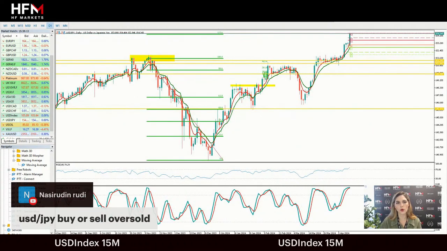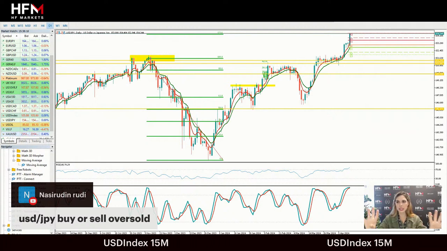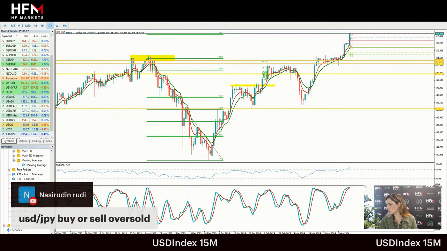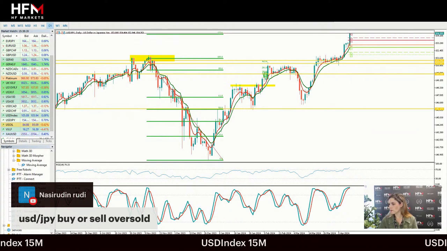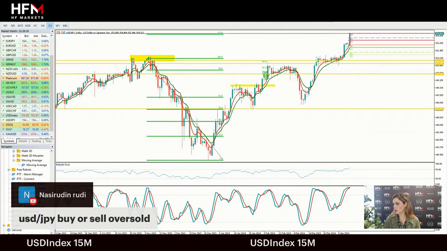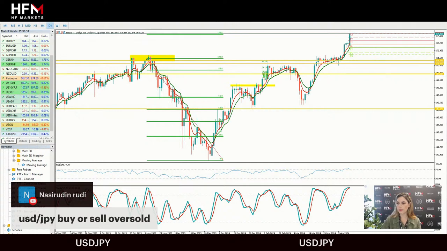Yes, I would like as well to shift to the dollar yen, dear Rudy. I know that you can see a lot of lines over here. Let me change also the caption. You can see lines over here, but I will keep them on purpose.